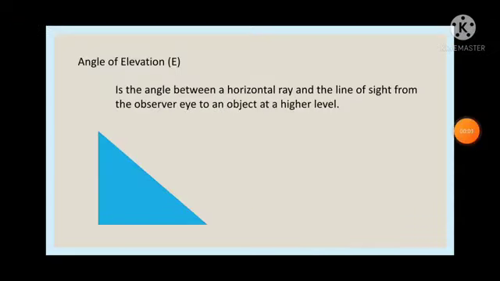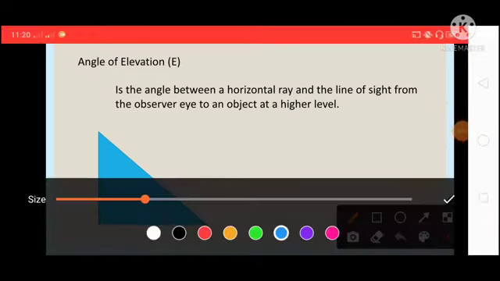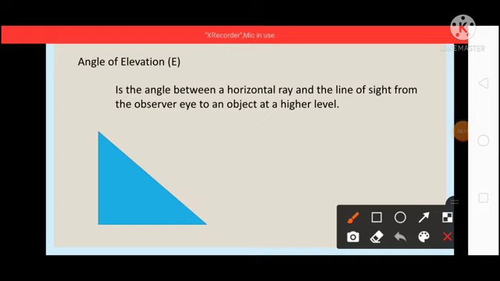Angle of elevation is the angle between a horizontal ray and the line of sight from the observer's eye to the object at a higher level. So if this is the angle of depression, this will be the angle theta, while in the angle of elevation, this will be the angle of elevation, or angle theta. Then this will be the observer's eye, and the line of sight is this one, the line of sight.